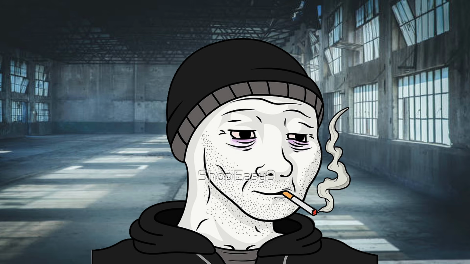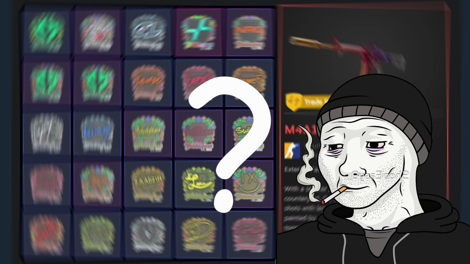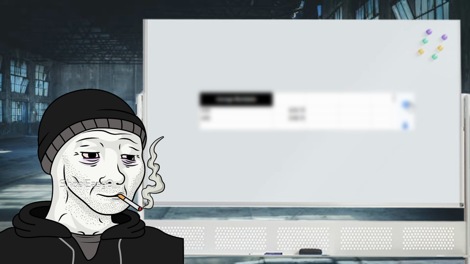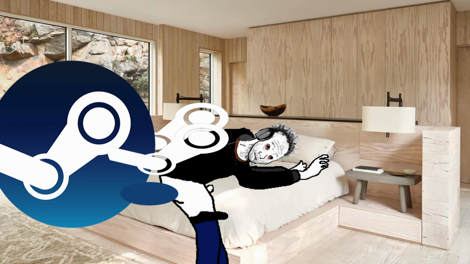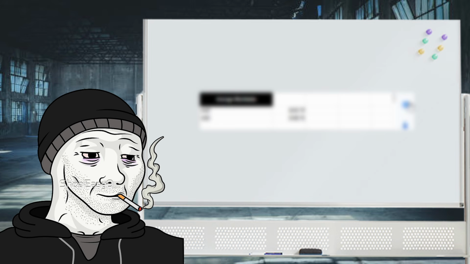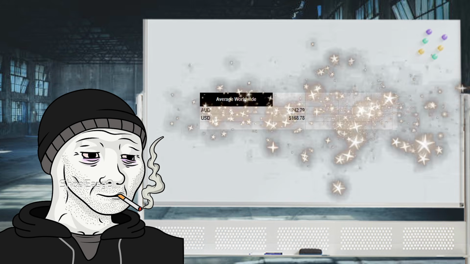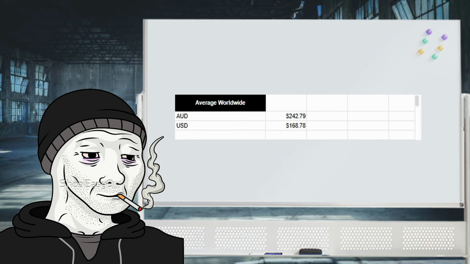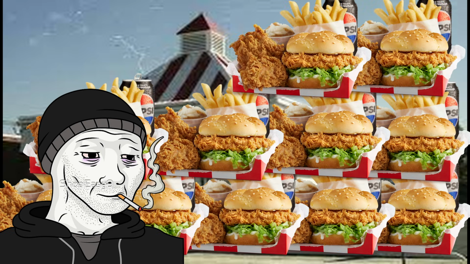The moment you've all been waiting for, the average value of a CS2 inventory, worldwide edition. Mind you, getting this number, this one little number cost me 2 weeks of getting fucked in the ass by Steam IP blocking bullshit. But regardless, here it is. The average inventory value of a CS2 player is 168 American dollars. I'll let you sit in that for a second. Yeah, 168 American dollars. That's as much as 14 Zinger boxes.